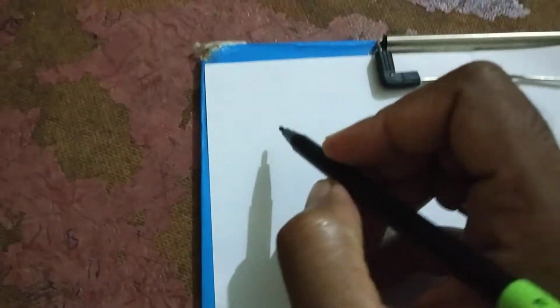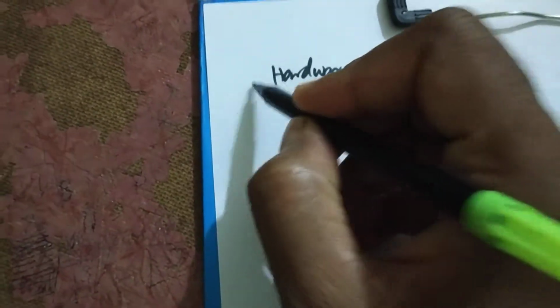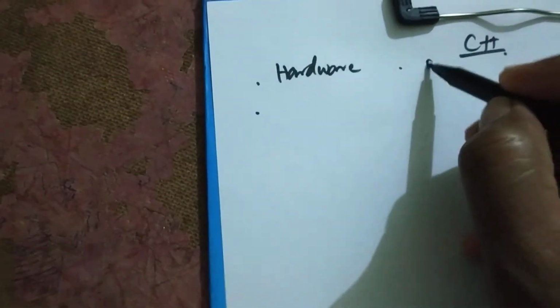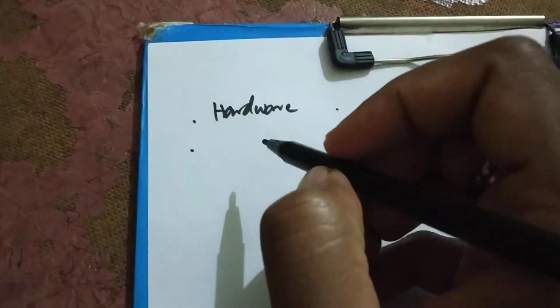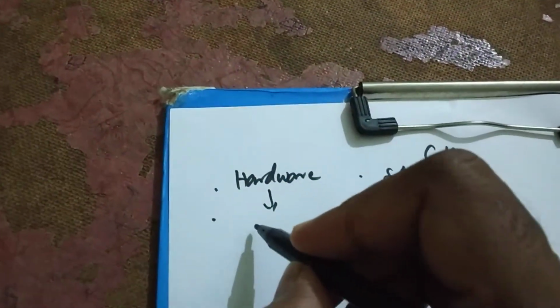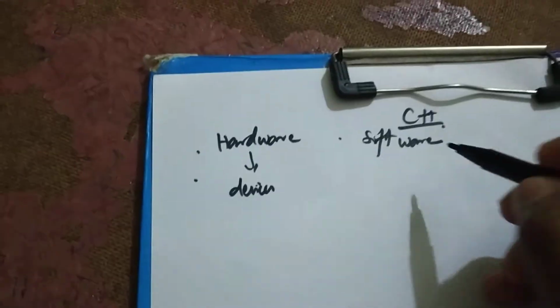So C++ language, before entering into it, let me put it in our own terms. We normally speak in terms of hardware and software. We remember that we differentiate in terms of hardware and software. Hardware deals with some electronic gadgets or devices. I take it as devices.